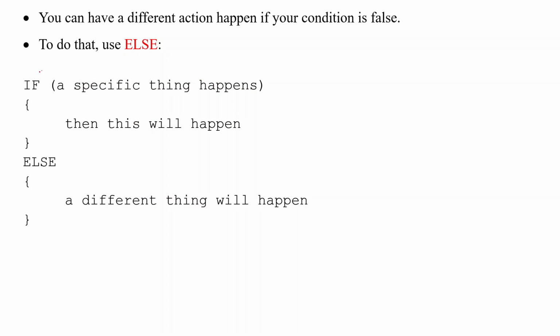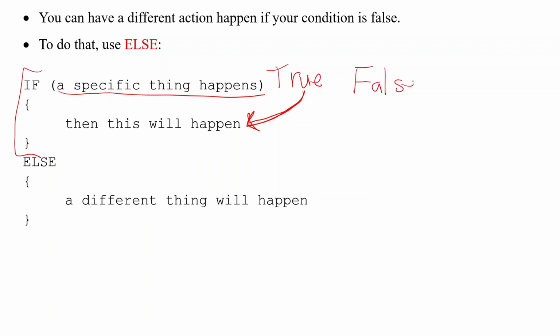So here's our if statement. If a specific thing happens, so if this evaluates to true, we are going to have this happen. If this evaluates to false, then this different thing will happen. And that's given in the else statement, again with its own block. So you see the else statement also has its open and closed bracket, its own block. Okay? So this is the question.